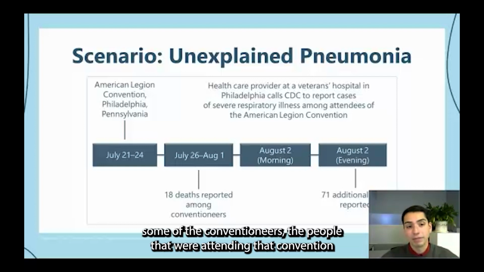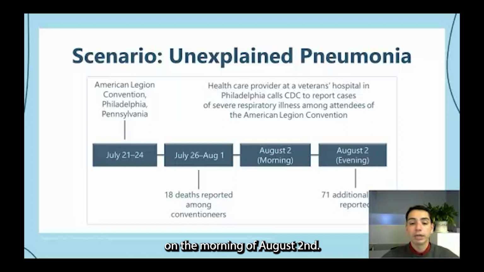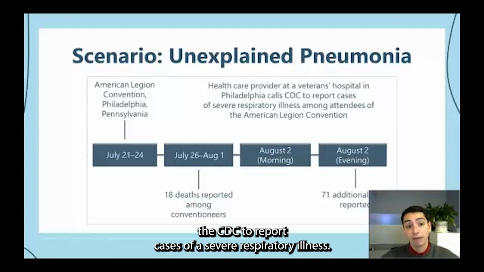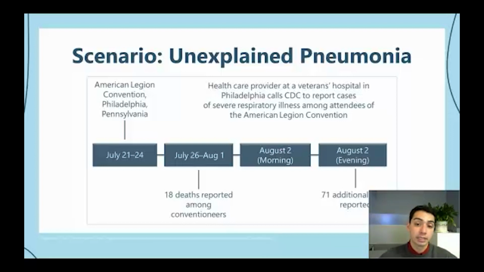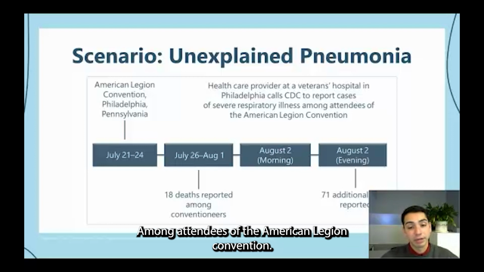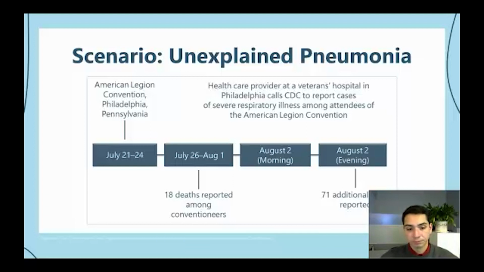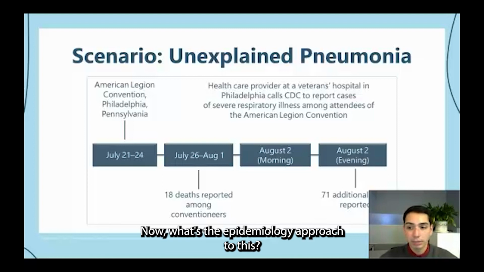On the morning of August 2nd, a healthcare provider at a veterans hospital in Philadelphia calls the CDC to report cases of a severe respiratory illness among attendees of the American Legion convention, and in the evening of August 2nd, 71 additional cases were reported. So this is our scenario, this is what we're walking into. Now what's the epidemiology approach to this?